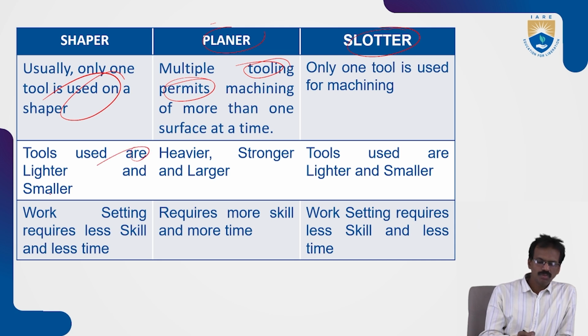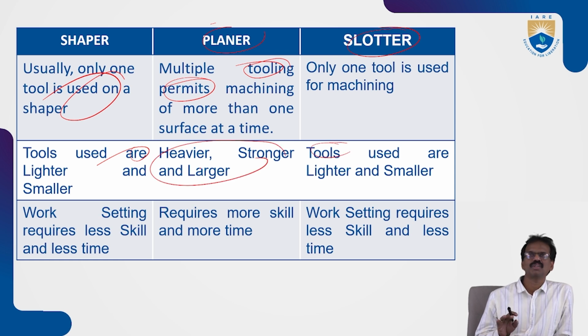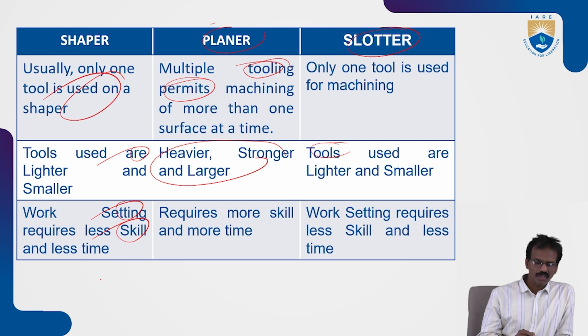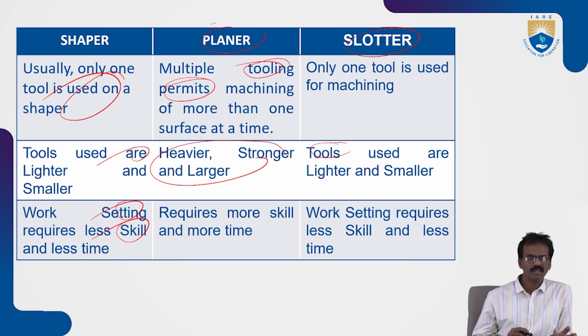Here the tools used are lighter and smaller. In the slotting machine also the tools used are lighter and smaller. But in the planing machine, very heavy, stronger, and larger tools are used. Okay. So work setting requires less skill and less time. There is no need for highly skilled persons for fitting the workpiece on a table for performing machining by the shaping machine.